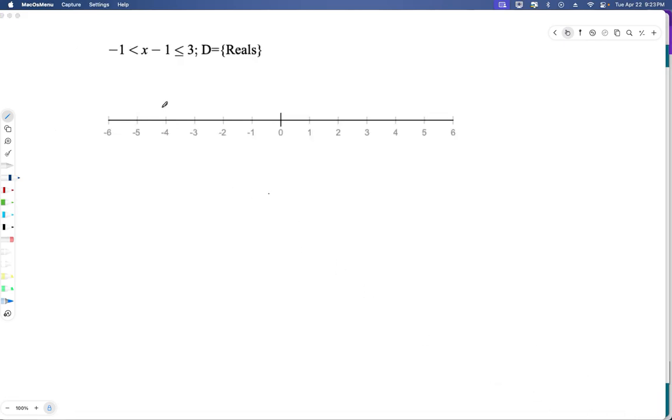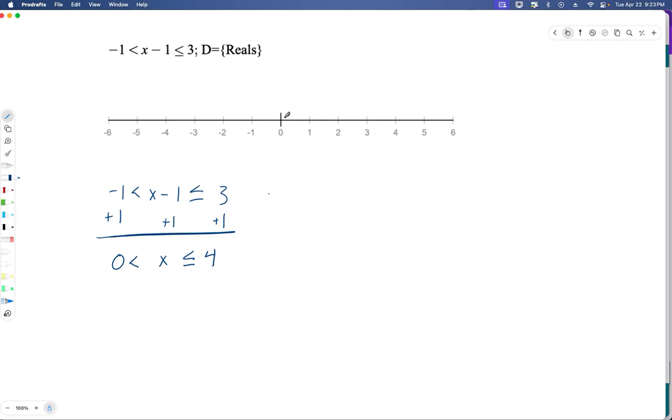All right, our next problem is negative 1 is less than x minus 1, which is less than or equal to 3. So what we're going to do is we're going to treat this like a 3-part equation. Whatever we do to one part, we do to all 3 parts. So we're going to add 1 to get x by itself, and we're going to do that to all 3 sections. So we get 0 is less than x, which is less than or equal to a positive 4.